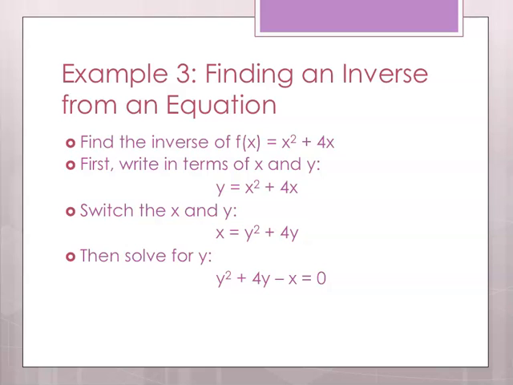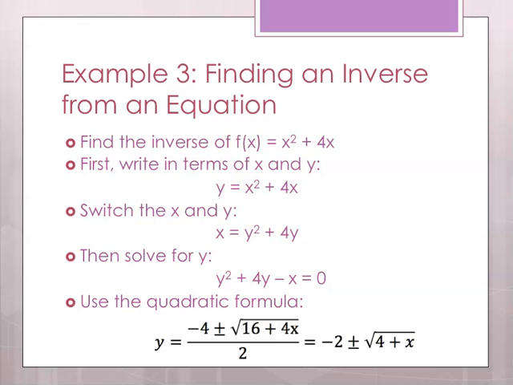So since we're solving for y, your a value is 1, your b value is 4, and your c value is negative x. So this means that we have y equals negative 4 plus or minus the square root of 16 plus 4x all over 2. And inside that square root, we can actually take out the square root of 4. So we end up with 2 square root of 4 plus x. And then we can divide everything by 2. So now we have negative 2 plus or minus the square root of 4 plus x.